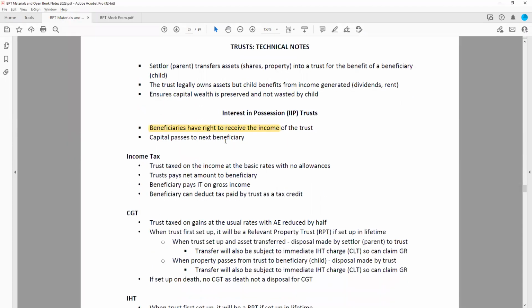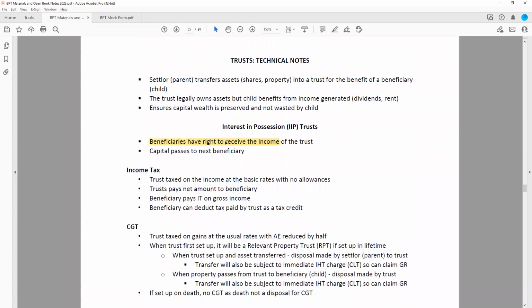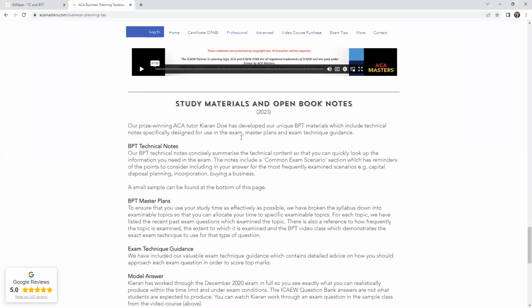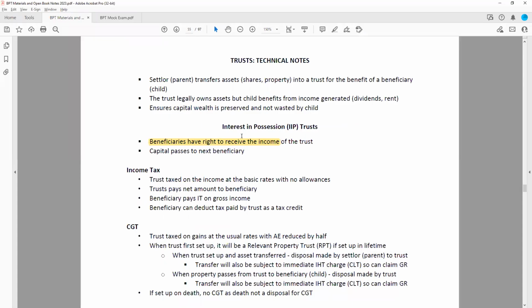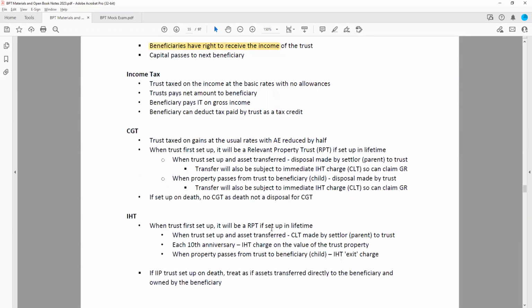The open book notes that we use will really help as well. So if you've got those available, these are available on our website, they're really useful to have in the exam. As you saw me using there, it's just really handy to be able to go and look at the main points that we need to consider making if it's relevant to the scenario.